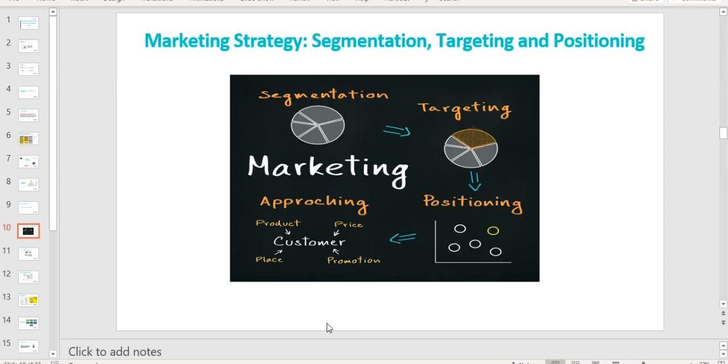And finally, positioning. Positioning is the crux. I cannot stress this enough. It's the crux of all marketing activity, whether it is a simple small business or a multinational firm. What do you want the consumers to know you for? And that's what consumers will remember. Positioning is how you stand in the minds of the consumer.